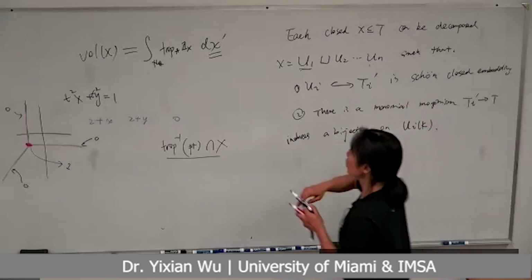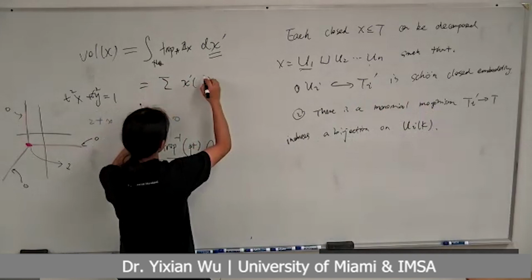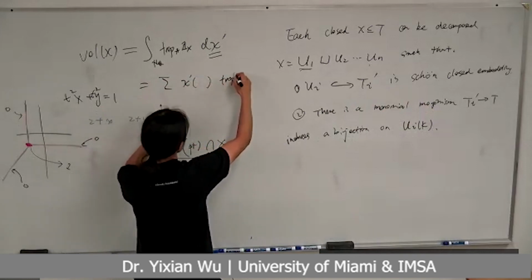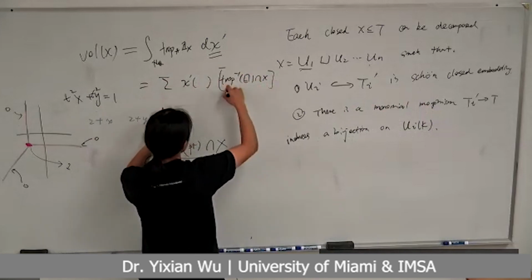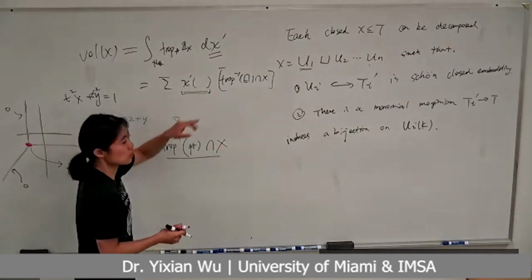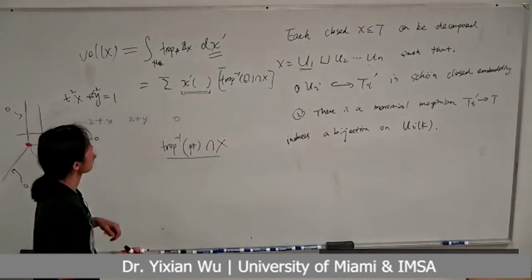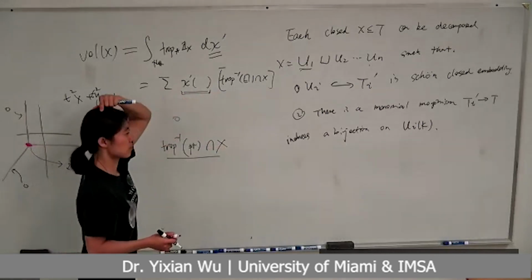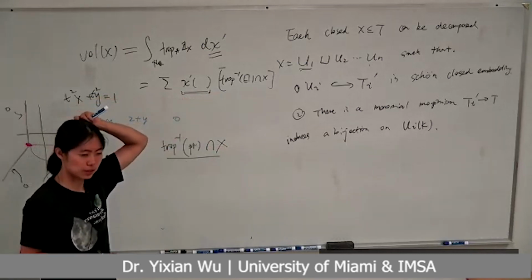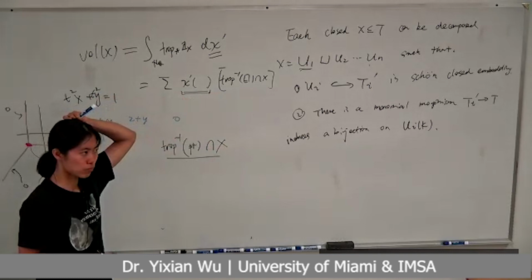What I was thinking is that we can write it as the summation of something like the Euler characteristic of some pieces, together with the trop inverse of that piece intersect with X. So something in this form, but I got a little bit confused about how we separate it into pieces. You understand what I mean? Yeah. Because I told you this assigns to each polyhedron, which means, yeah.